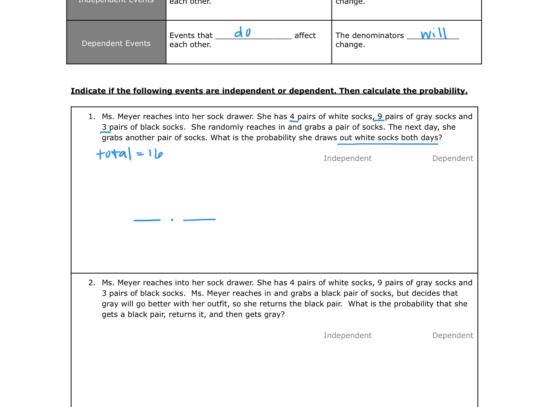Okay, so on the first day, she has 16 pairs of socks in her drawer. But if she wears one of those pairs of socks, the next day she's only going to have 15 pairs of socks. If she wants white both days, she wants white the first time she draws socks and the second time she draws out socks. Okay, so when we're talking about white, I'm going to look back up in the reading and it says there are 4 pairs of white socks. So I'm going to start with that top number being a 4. There's 4 pairs of white socks initially. If she wears a pair of socks one day, the next day there's only going to be 3 pairs of white socks left in there.